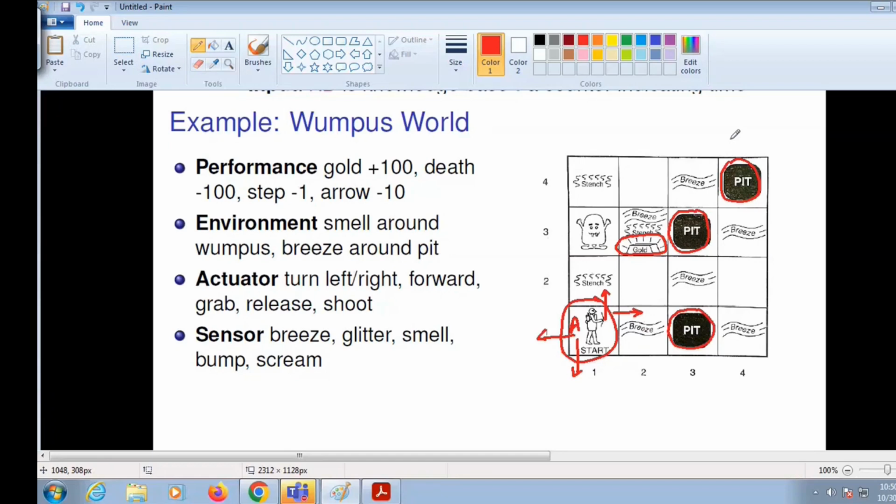And the setting is that if there is a pit, then around the pit, in all four places, there is some breeze. For example, you can see here is a breeze, here is a breeze, here is a breeze, here is a breeze. If here is a pit, then these two places are where there is a breeze.